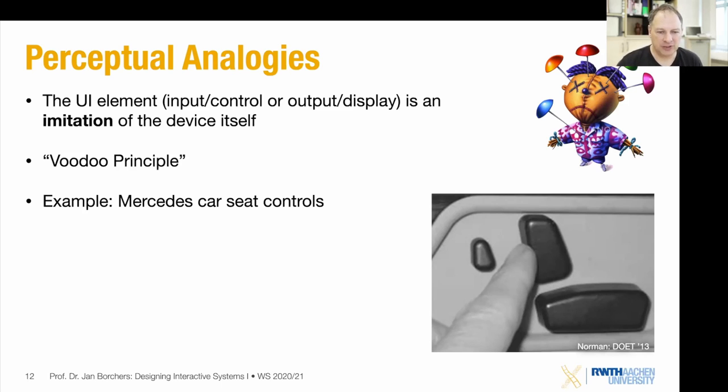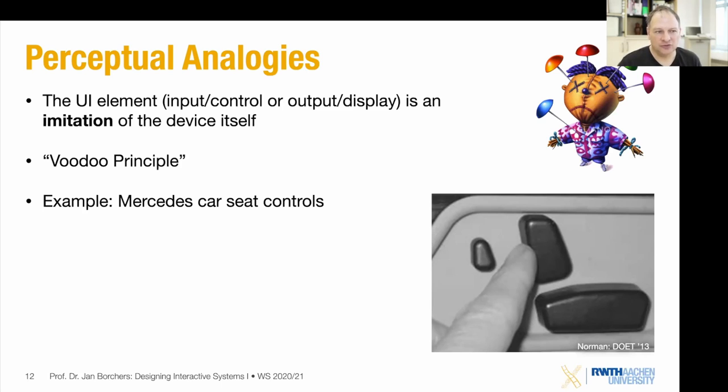A wonderful example right out of Norman's book is this car seat arrangement that's mounted inside the passenger door in Mercedes cars that actually looks like a tiny seat itself. So if I want to move the backrest forward, then I know exactly what to do. I just push the little tiny backrest forward, and sure enough, the actual backrest is going to move forward that I'm sitting in, or the other passenger is sitting in.